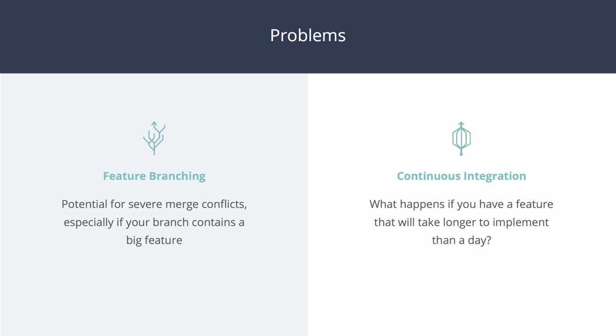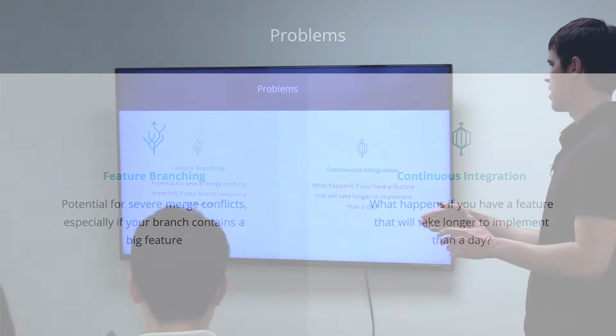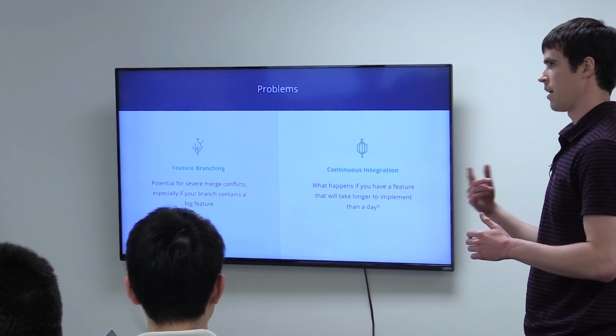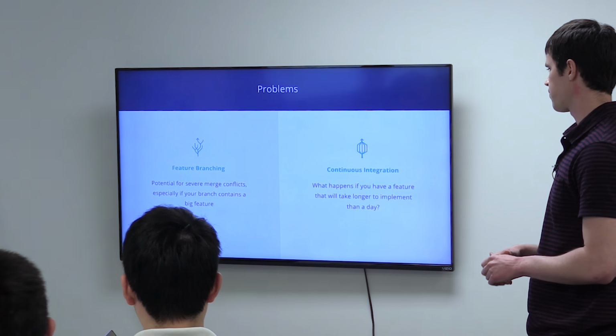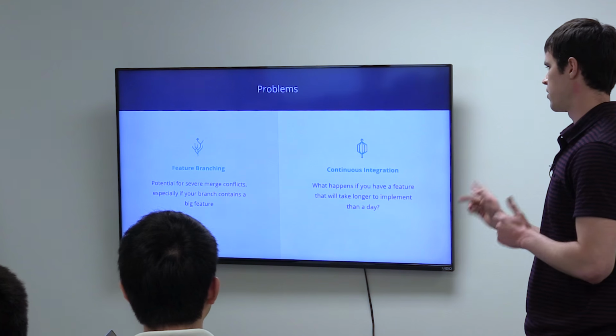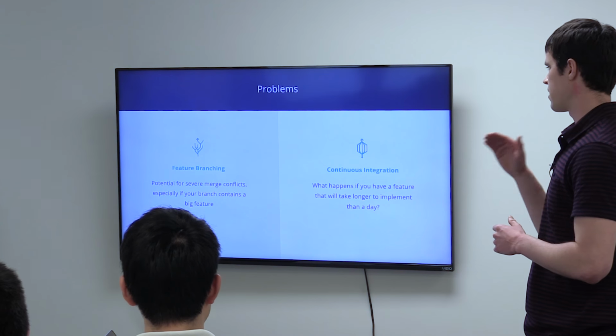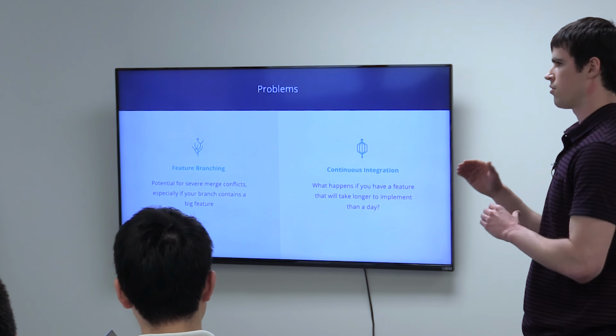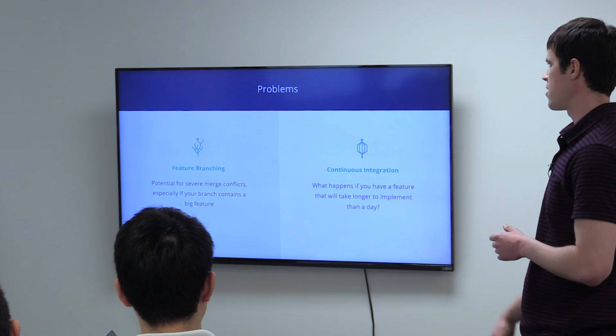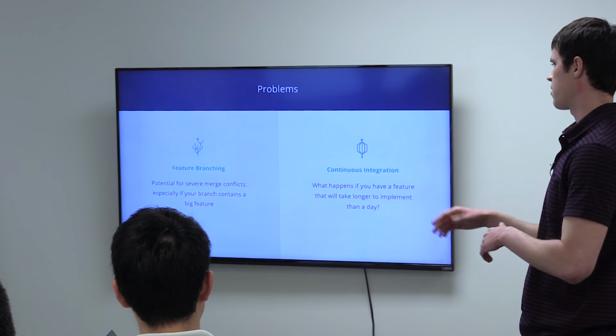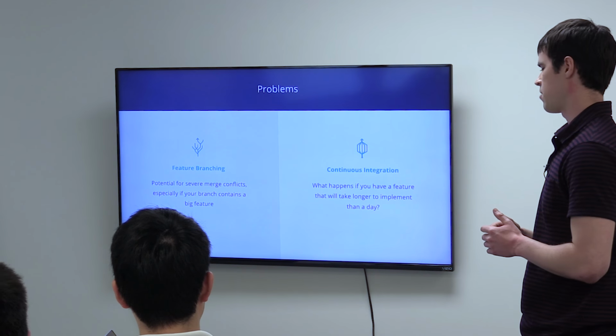And for continuous integration, what happens if you have a feature that will take longer to implement than one day? Again, continuous integration has daily cycles. Each day, all the developers merge their code into the main branch, and that happens at least once a day. So ideally, if you have a big feature, you want to break it down into smaller chunks. With continuous integration, you can ideally break down your feature into a small enough chunk that it can be completed within a day. But sometimes that's just not possible.